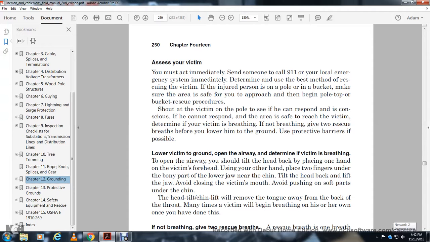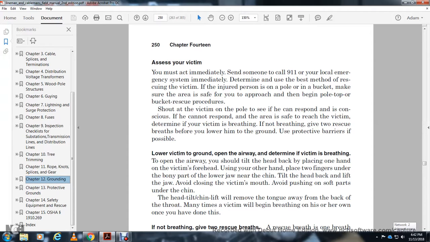Assess your victim. You must act immediately. Send someone to call 911, the local emergency system, and immediately determine the best method of rescuing the victim. If personnel are on a pole or in a bucket, make sure the area is safe, with the approach being to the top of the bucket rescue procedure.